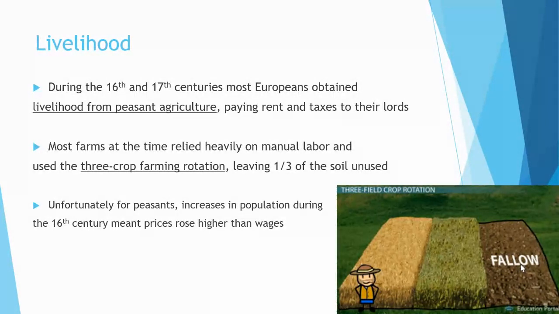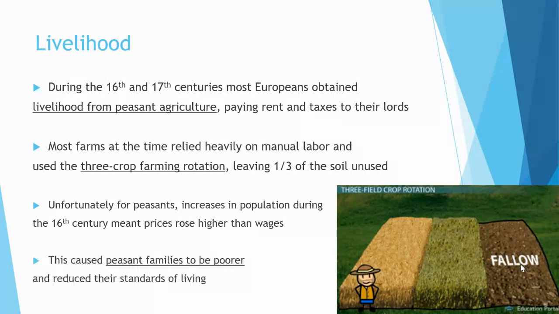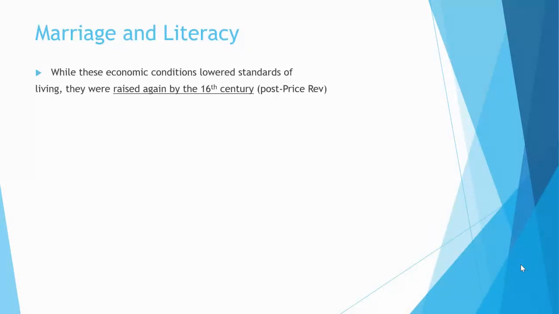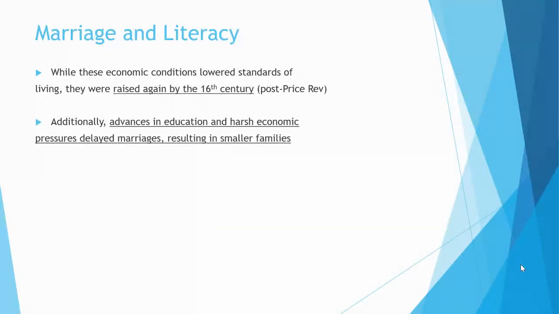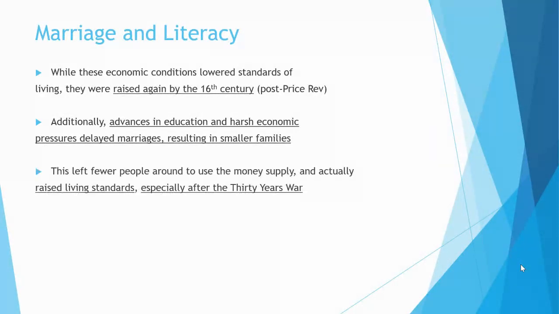Unfortunately for peasants, increases in population during the 16th century meant prices rose higher than wages did. Remember, the price revolution helped with that. This caused peasant families to be poorer and reduced their standard of living. So, while economic conditions lowered standards of living, they were raised again by the 16th century after the price revolution. Additionally, advances in education and harsh economic pressures delayed marriages, resulting in smaller families.